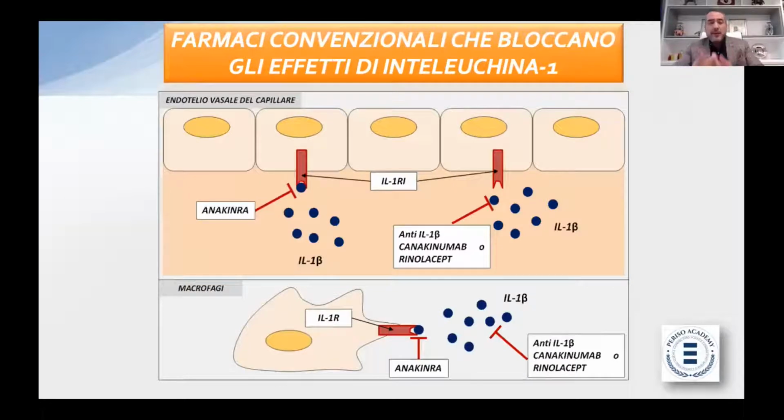And where is it utilized? For example, biological drugs normally block the receptor or block the stimulation for inflammation. For example, canakinumab or rilonacept blocks the binding of interleukin 1 to the interleukin 1 receptor. It's very, very important. In another example, anakinra blocks the possibility of other interleukins binding to the receptor on lymphocytes or macrophages.